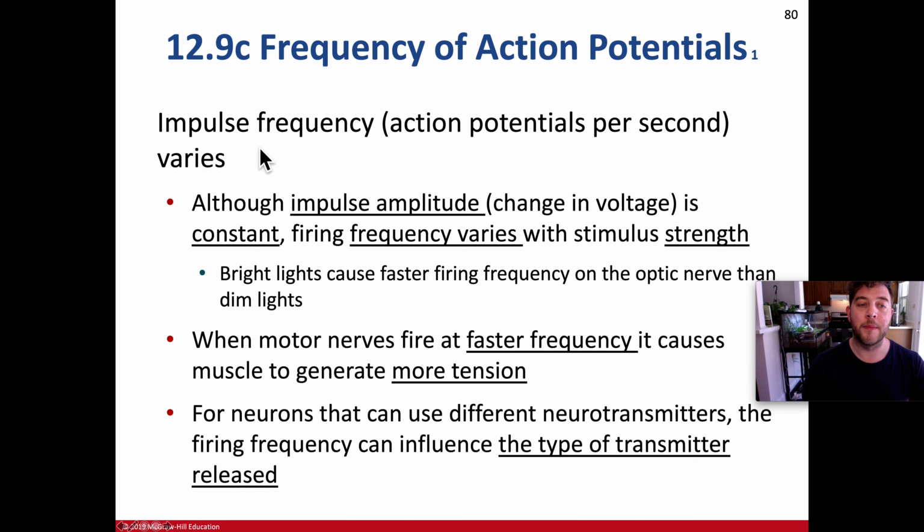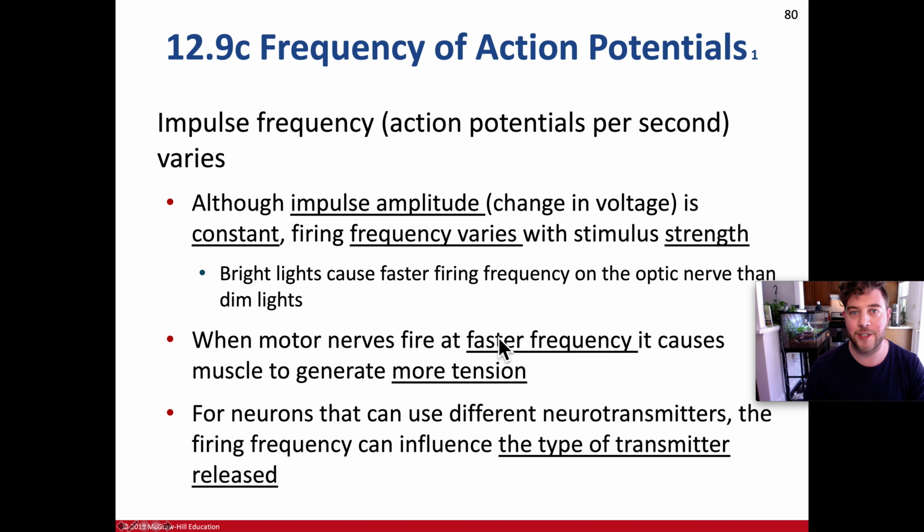The impulse frequency will vary in different neurons. Although the impulse amplitude, the change in voltage, is constant, so for an action potential you have that constant change in voltage, the firing frequency varies with stimulus strength. An example of this is bright lights causing faster firing frequency in the optic nerve rather than dim lights. I have a light right here shining in my eyes, it's nice and bright, so it's firing more frequent signals. When the clouds cover the sun, it's still bright out, I'm still able to see, it's still lit well, but it's not as bright, and so it's not having as frequent of a stimulus.